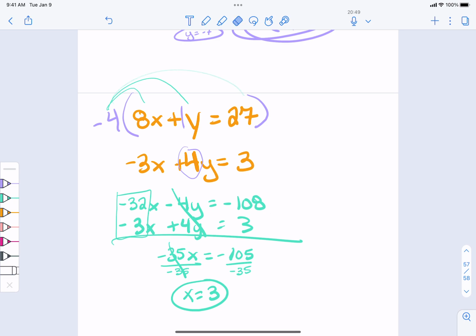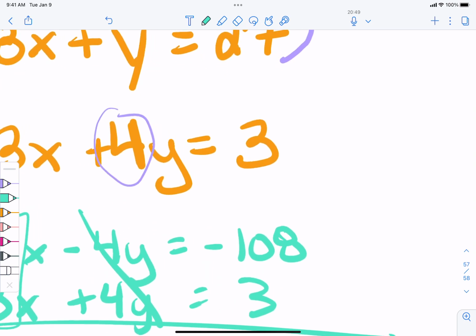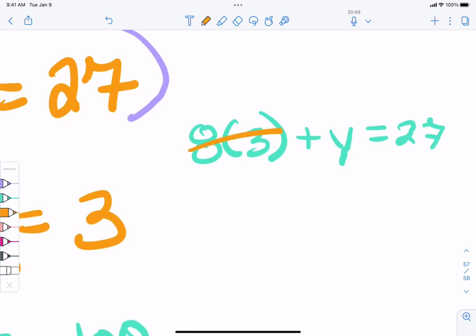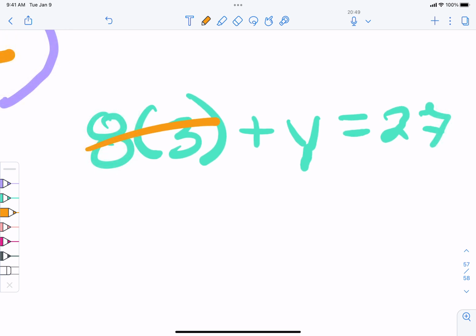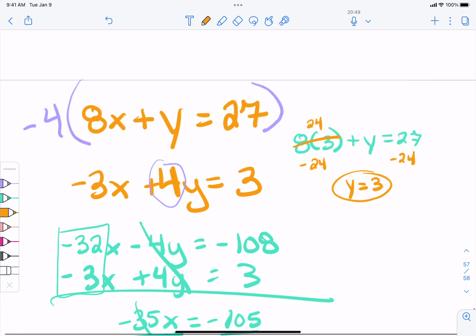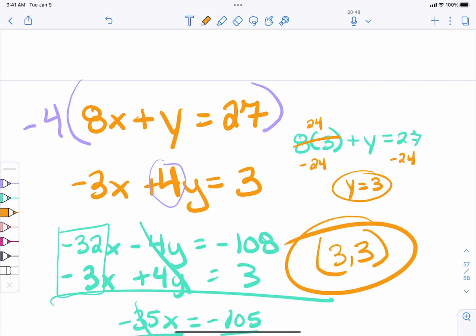Where would you like to put it, the top or the bottom? Okay, we'll do the top. So 8 times 3 plus y equals 27. What's 8 times 3? 24. Then minus the 24, so y is 3. So I'm going to write my answer as 3, 3.